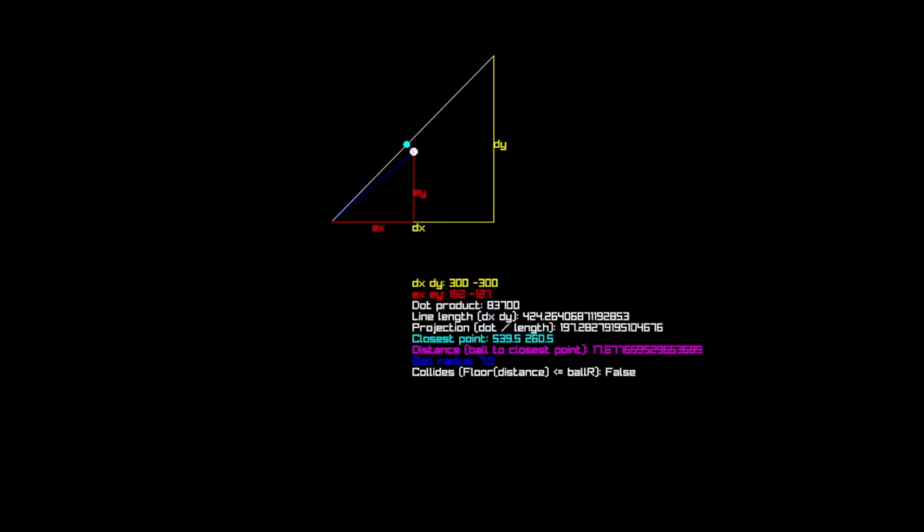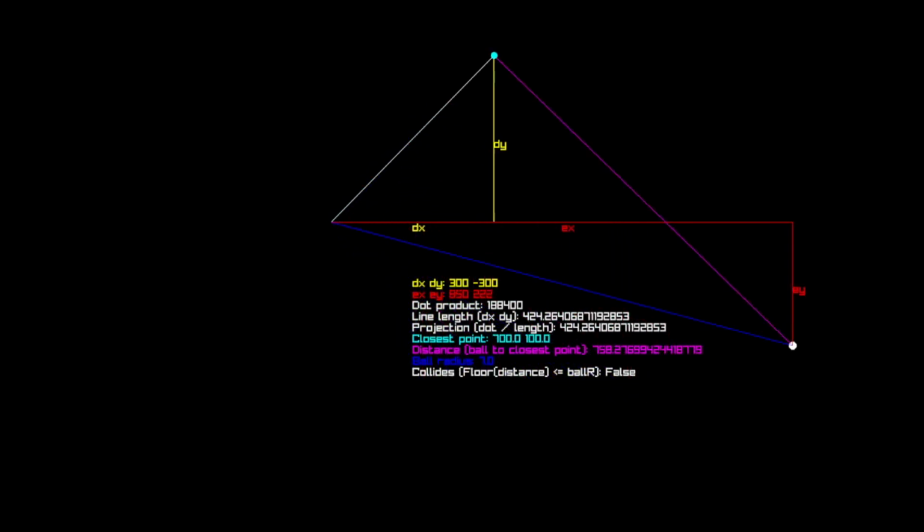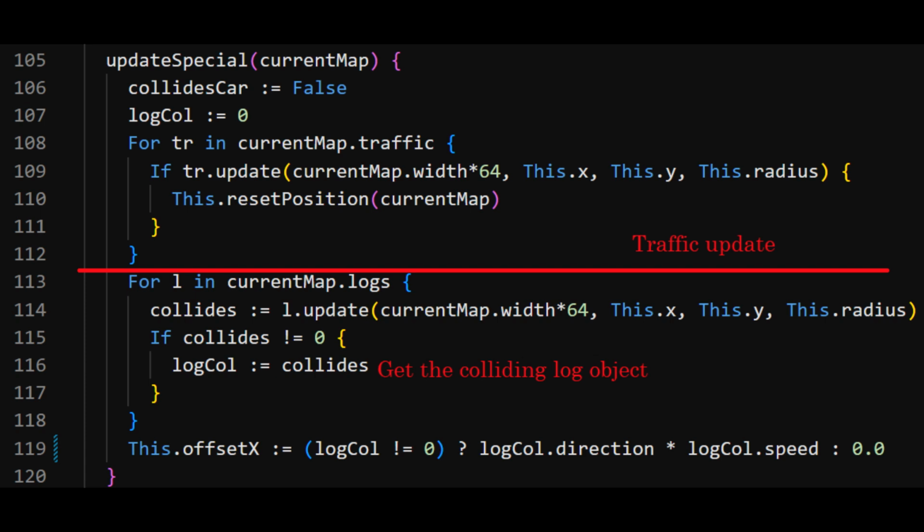Then we get the x and y position of the closest point to the ball inside the wall, represented by this cyan circle. Finally, measure the distance between the closest point and the ball. If the distance is less than or equal to the ball radius, then there's collision. And that's it.